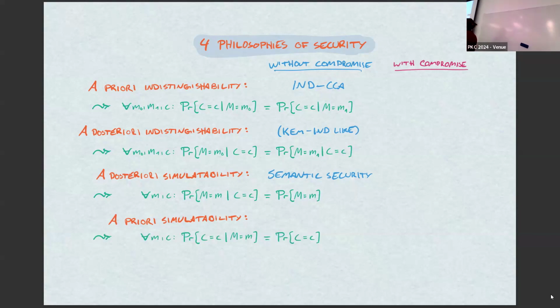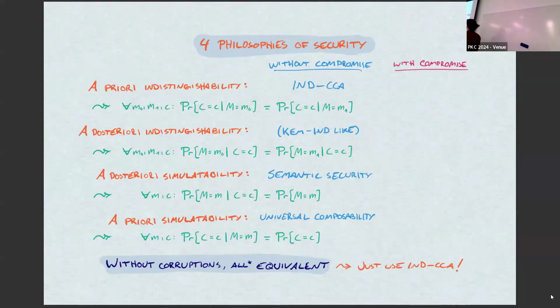And finally, you get a priori simulatability, where once again this is flipped: the probability of observing a given ciphertext, knowing the underlying message, should be the same as the probability of observing the ciphertext to begin with. I think Shannon back in the day proved that these two were equivalent definitions. This is more like universal composability, where you have these baby simulators that simulate the entire universe, essentially. The interesting thing is that without compromise, these are all equivalent notions. Not tightly so, of course, but you can show reductions between all of these. So in that case, we can just continue to use NCCA and be happy.